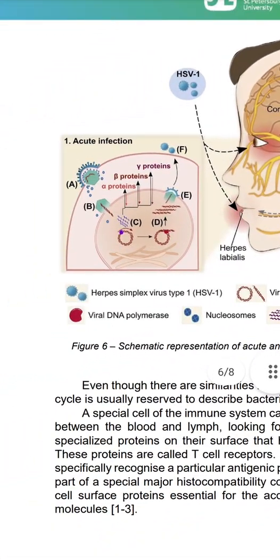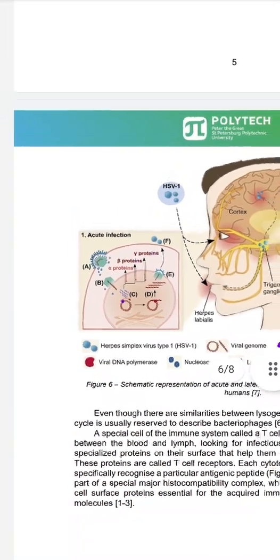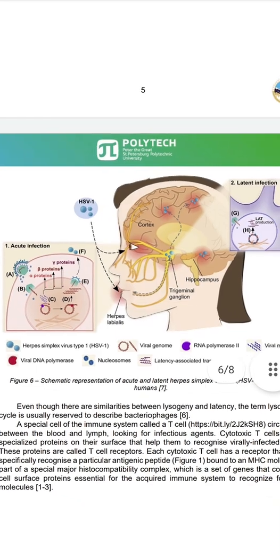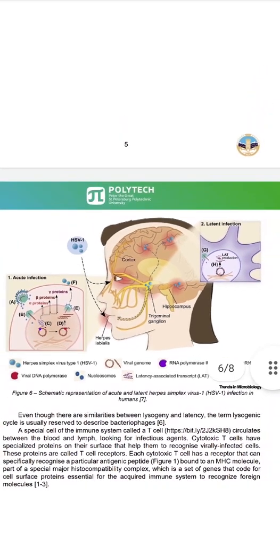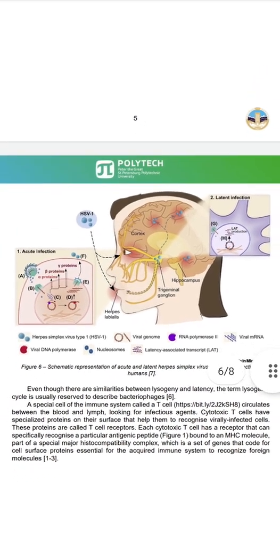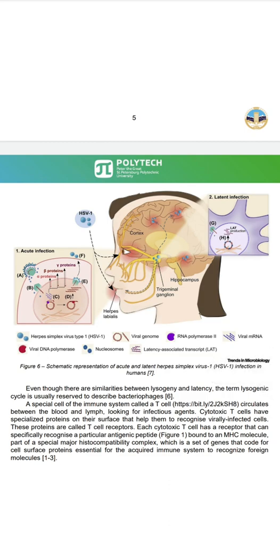Even though there are similarities between lysogeny and latency, the term lysogenic cycle is usually reserved to describe bacteriophages.